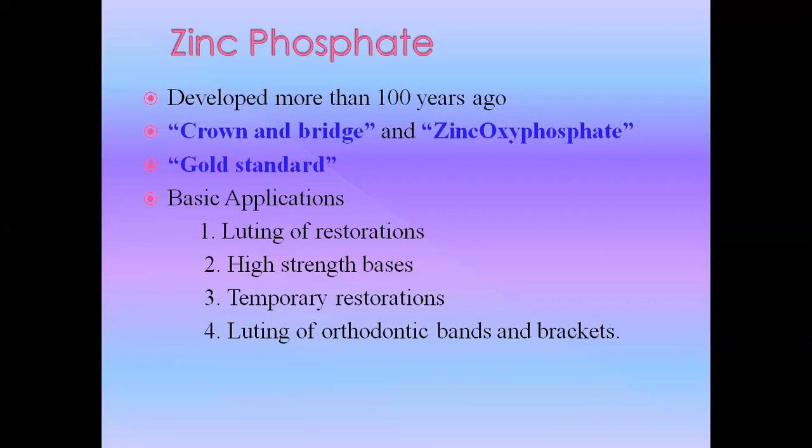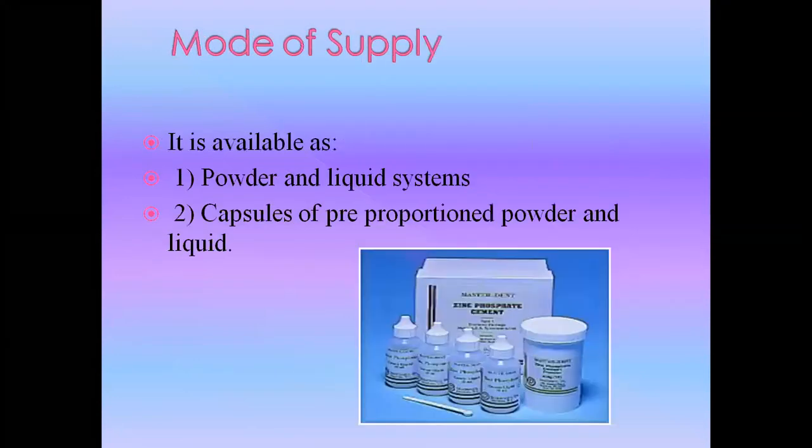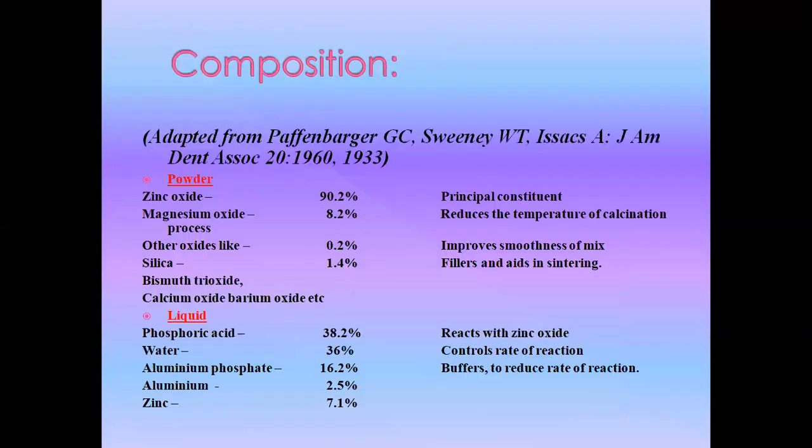Now, zinc phosphate is commonly used for high strength bases, orthodontic bands and brackets. It is of two types: type 1 is fine grain for luting, and type 2 is medium grain for luting and filling. Film thickness should not be more than 40 microns. ADA specification number 8. It is a powder liquid system; you all have mixed zinc phosphate in your second year and final year.